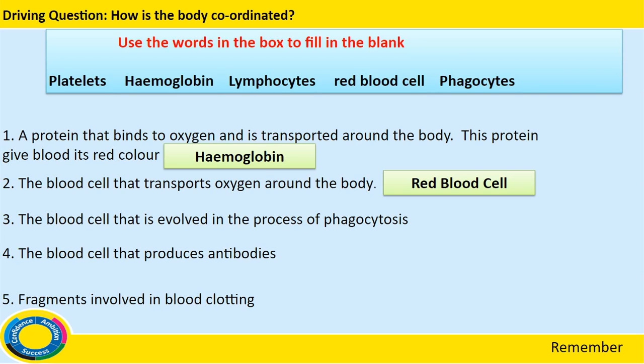Question number 3. The blood cell that is involved in the process of phagocytosis, that will be phagocytes. Phagocytes are types of white blood cell that surround pathogen and engulf and destroy them.